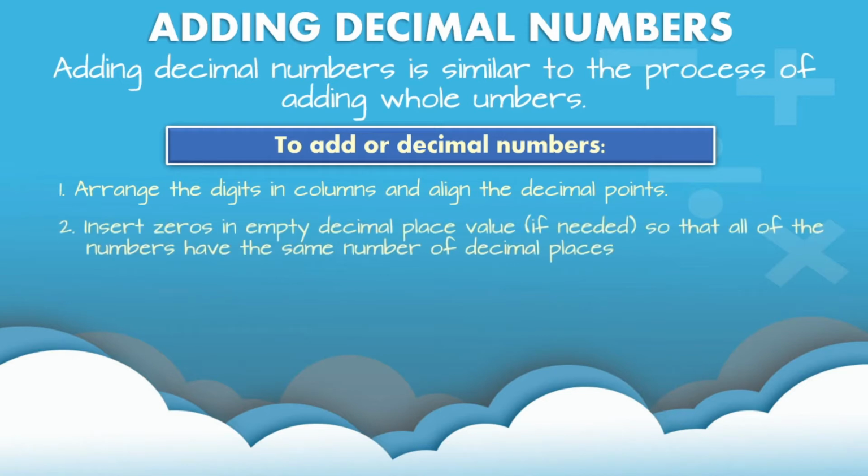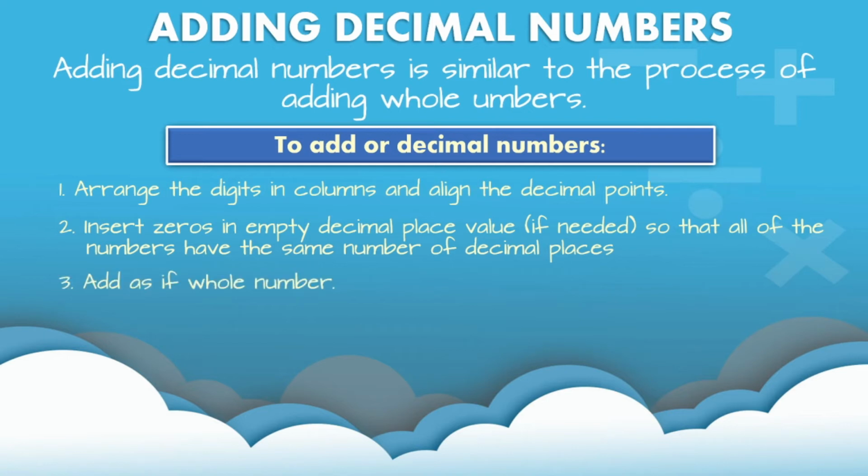Number 2, insert 0 in empty decimal place value if needed, so that all of the numbers have the same number of decimal places. So kung mapapansin mo na merong number from the right na walang katapat, or bakante or hindi nagtatapat, ang gagawin lang natin is we're going to put zeros. Actually, zeros at the end of decimal numbers has no value. Wala na po silang value. We're just going to put 0 if needed. Kagaya nga nito, lalagyan lang daw natin ng 0 at the end just to have the same number of decimal places. So, it's just okay to add 0.